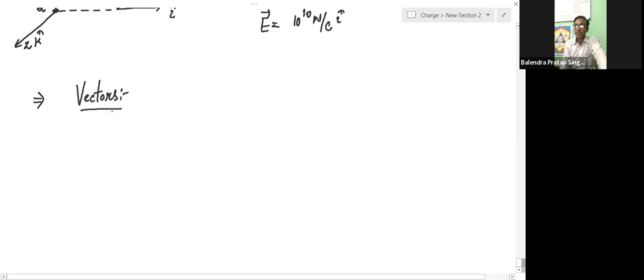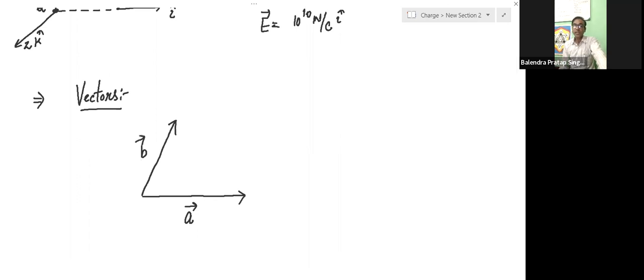Vectors are basically the addition of vectors. Suppose I have a vector in this direction, which I'm considering as vector A, and now I'm taking another vector like this one. This is our vector B.